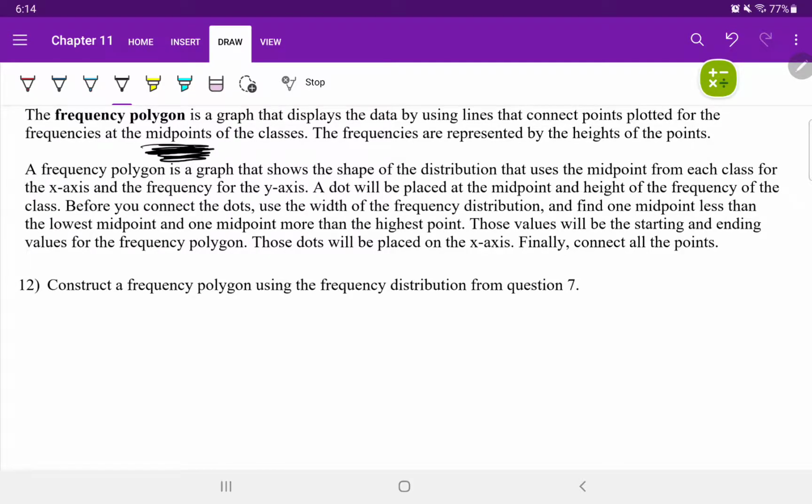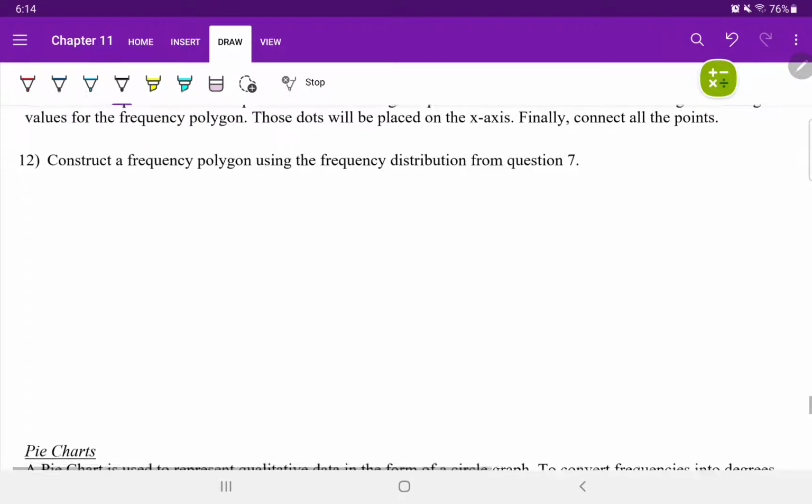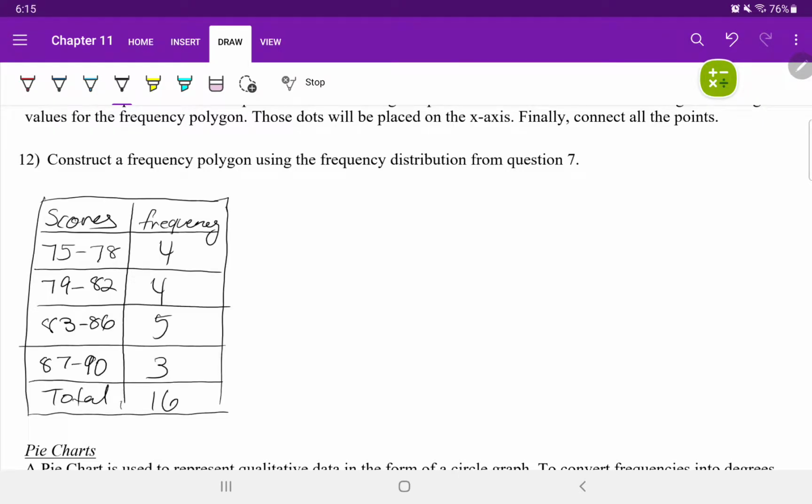Construct a frequency polygon using the frequency distribution from question number 7. Now, if we go back to question number 7, I'm going to quickly sketch the frequency distribution here. All right. So, it says we have to find the midpoint of each class. How do we find the midpoint of each class?